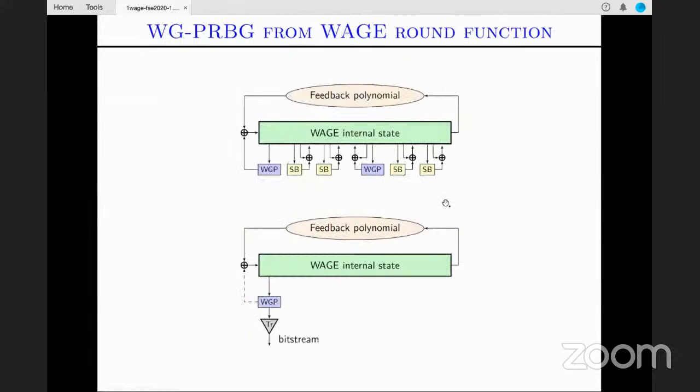This is the high-level view of how we convert the Wedge round function to the WG stream cipher. This was the part which is not used in the WG stream cipher mode. We only add the trace function.